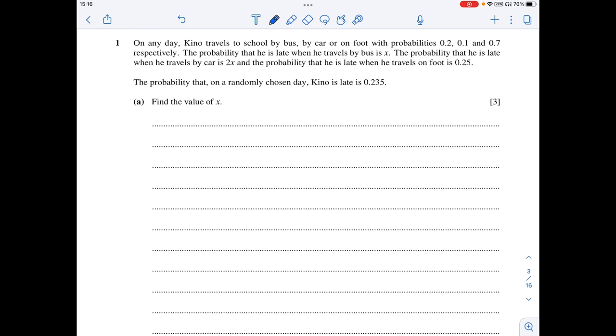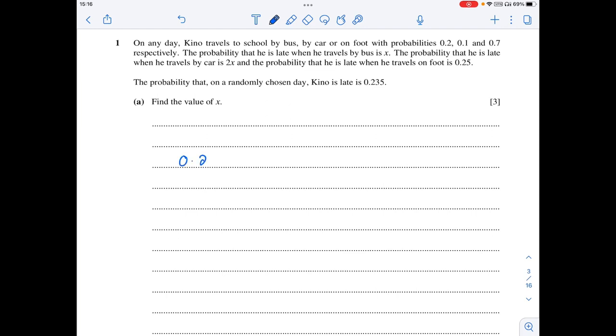So what is the first question saying? On any day, Kino travels to school by bus, by car or by foot, with probabilities 0.2, 0.1 and 0.7. The probability that he is late when he travels by bus is x. The probability that he is late when he travels by car is 2x. And the probability that he is late when he travels by foot is 0.25. On a randomly chosen day, he is late.